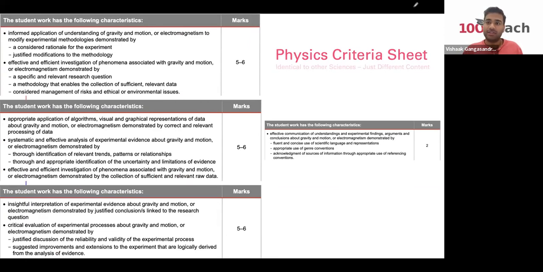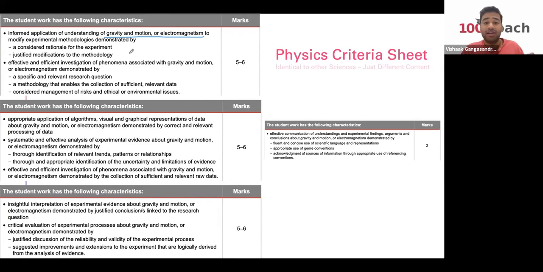Okay, so this is the physics criteria sheet. Look, it's pretty much identical to the other sciences. The only difference is here it talks about gravity, motion, and electromagnetism. Okay, in chemistry, we'll talk about different topics, and biology, we'll talk about different topics, but everything else is literally the exact same wording. With the exception of the topics, they've kept the same words for all of the student experiments. So let's run through exactly what you need to include.